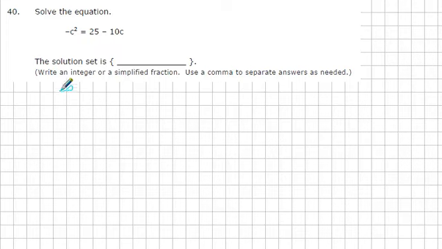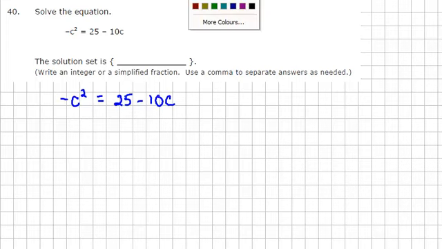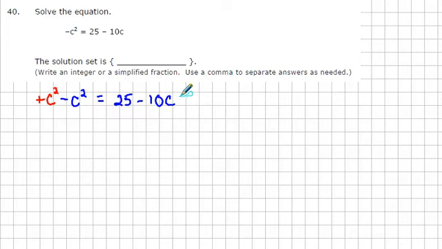So let's go ahead and first of all just rewrite the equation. We have minus c squared is equal to 25 minus 10c. We want to obtain 0 on one side of the equation. We see that there's only one term on the left, so in order to undo the minus c squared, we could add c squared to both sides. So we'll add c squared on the left, and we'll add c squared on the right.